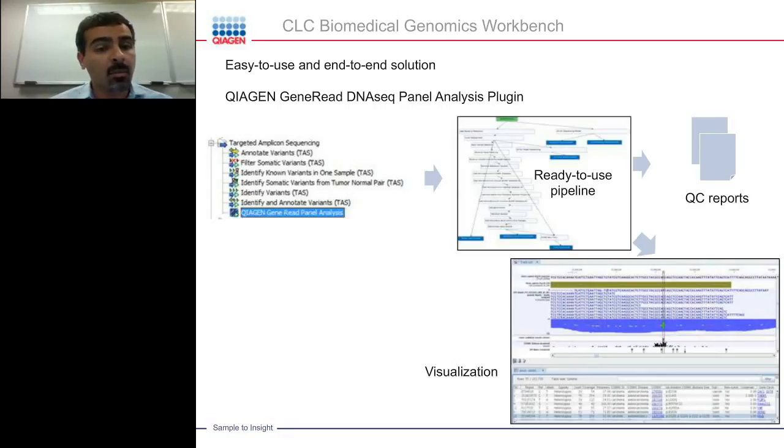It has a plug-in for the GeneRead DNAseq panels. So again, because it is amplicon-based sequencing, it needs a specific setup within the data analysis tool. To make things a lot easier for our customers, we've built this plug-in into the CLC Biomedical Genomics Workbench to make the analysis of amplicons much easier. So you can do mapping and alignment, call variants, and even visualize them with the CLC Biomedical Genomics Workbench.